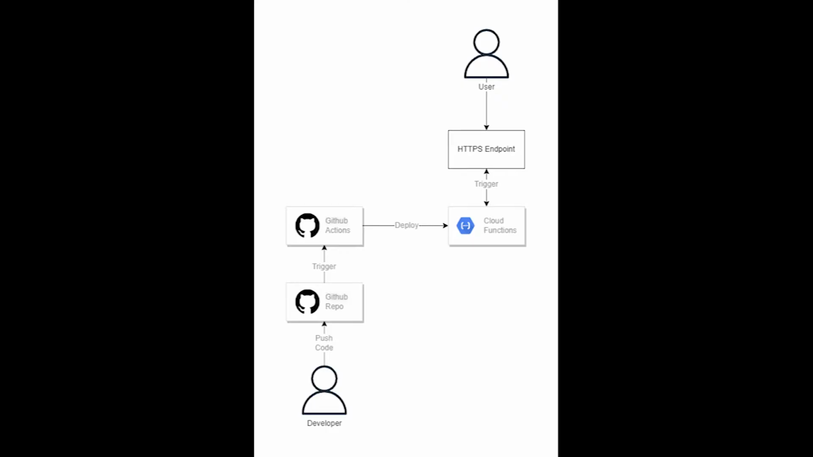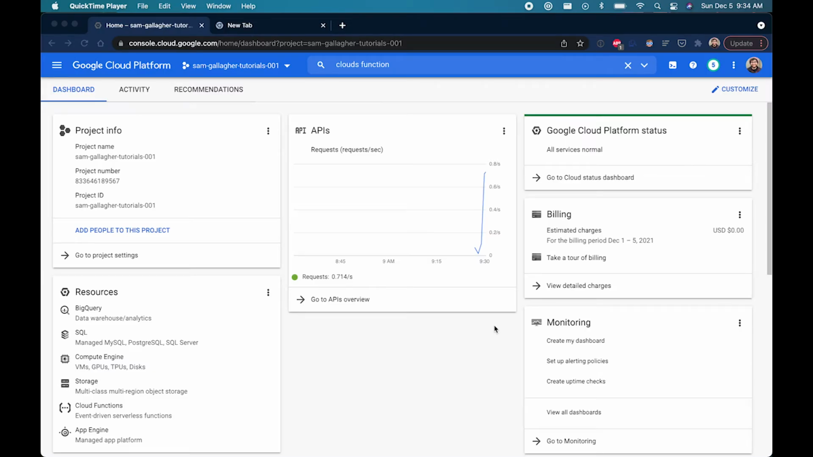Today, I'm going to show you a tutorial to build a continuous deployment pipeline for a Google Cloud Function using GitHub Actions. This Cloud Function will be triggered from an HTTPS endpoint and will be written in TypeScript. To get started, make sure you have a Google Cloud account and you've created a project with a billing account attached. This tutorial will not cost any money, but you will need a billing account.